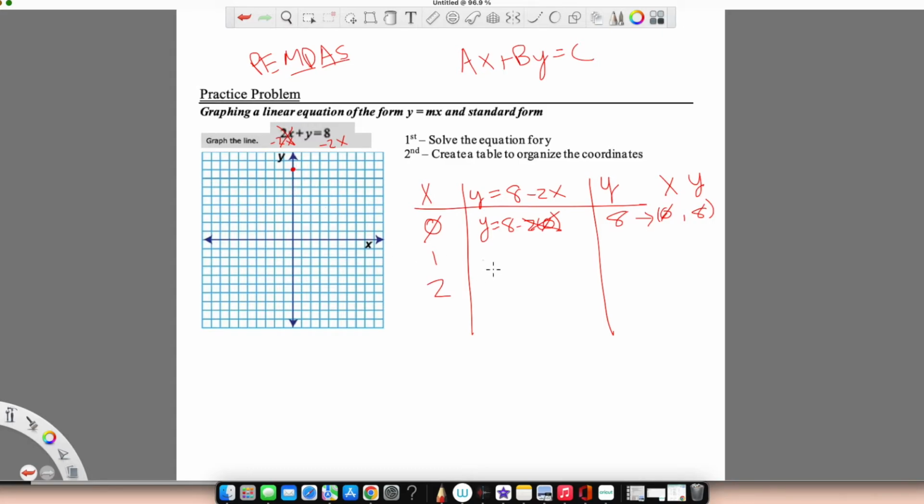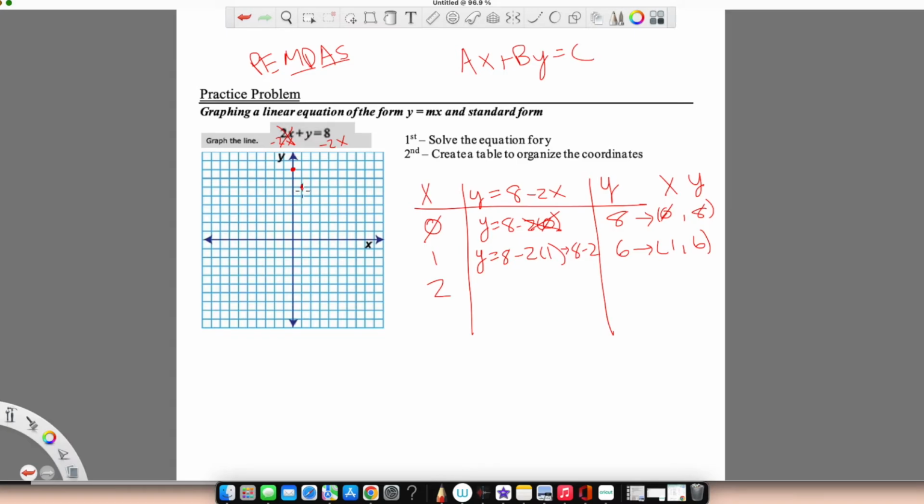Now my next one is y equals 8 minus 2 times 1, because I chose 1. So 2 times 1 is 2. So 8 minus 2 is 6. So this coordinate is going to be 1, 6. So I'm going to go over 1 and up 6. 1, 2, 3, 4, 5, 6.